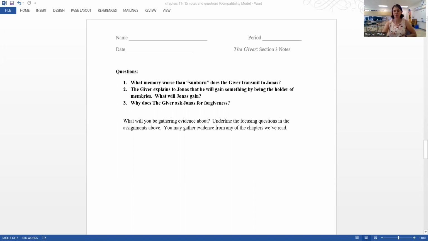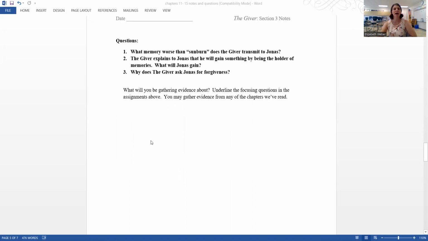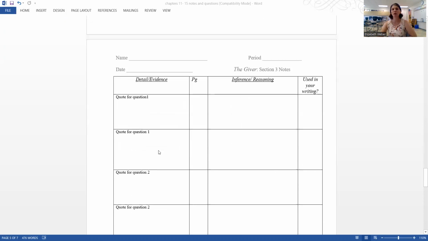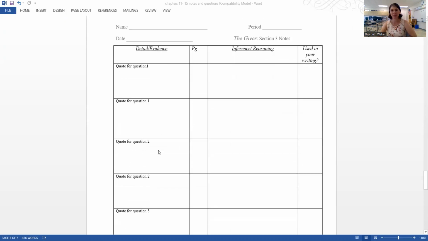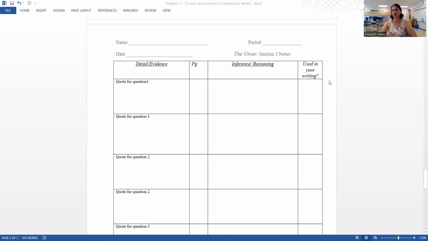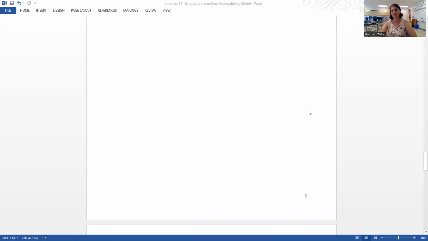I do want to remind you, I'm not going to do it with you, but I want you to underline the key words from the focusing questions above. And then in the chart, I'm going to point out something a little different. I'm not guiding you specifically. You're just pulling your two quotes based on the question. So you need to decide what is best for those. So for question one, question two, etc. And then don't forget to fill in and use it in your writing.